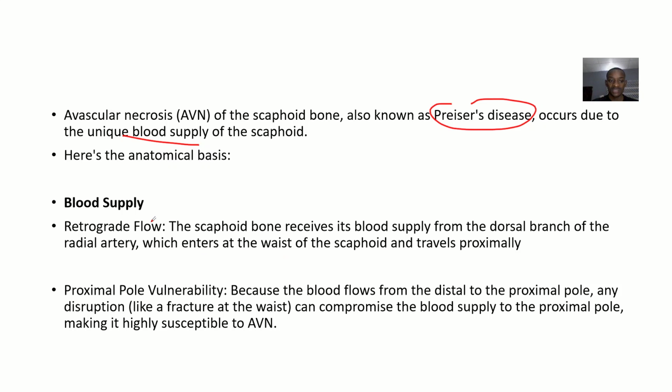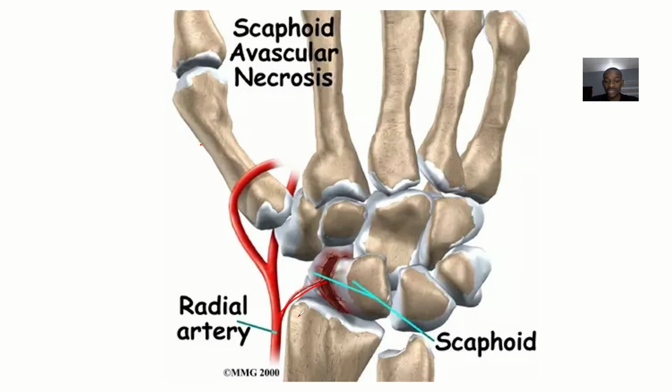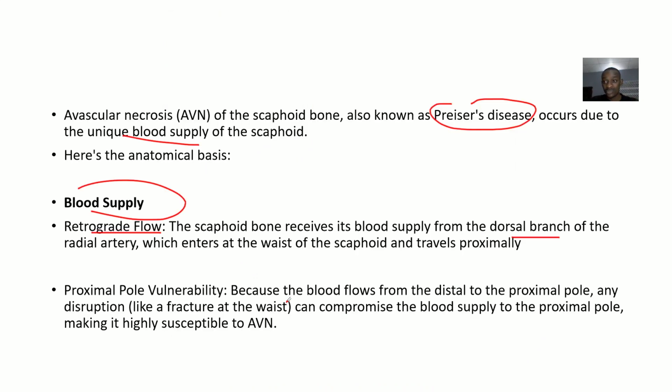Now here's the anatomical basis. For the blood supply, there is a retrograde blood supply flow to the scaphoid bone. The scaphoid bone receives its blood supply from the dorsal branch, that's at the back, from the dorsal branch of the radial artery. When they say anterior or ventral, that is at the front; dorsal means posterior. So it receives blood supply from the dorsal branch of the radial artery, which enters at the waist of the scaphoid and travels proximally.